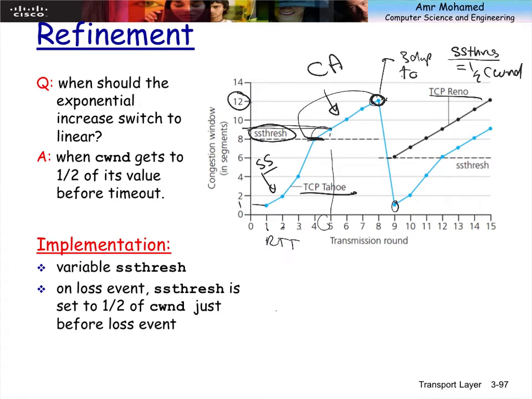TCP Reno differentiates. If it's a timeout, it goes back to one. If it's three duplicate acks, it goes directly to the congestion avoidance phase. That's the slight difference. So the question: here, was the decision that the packet loss was because of the three duplicate acks or the timeout?